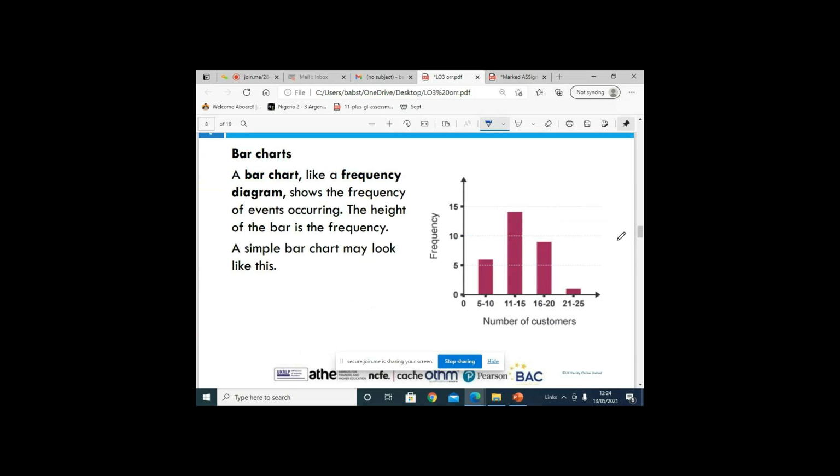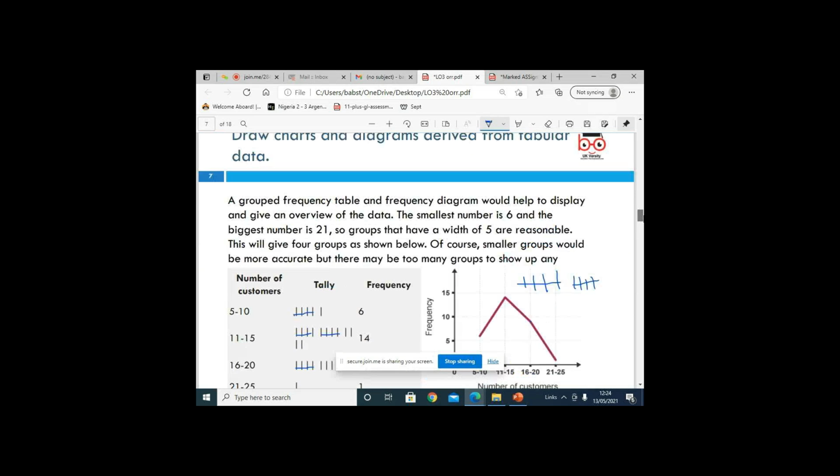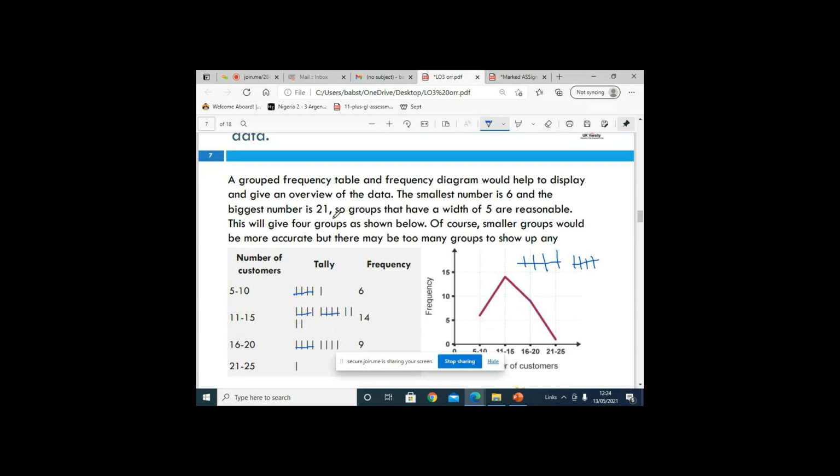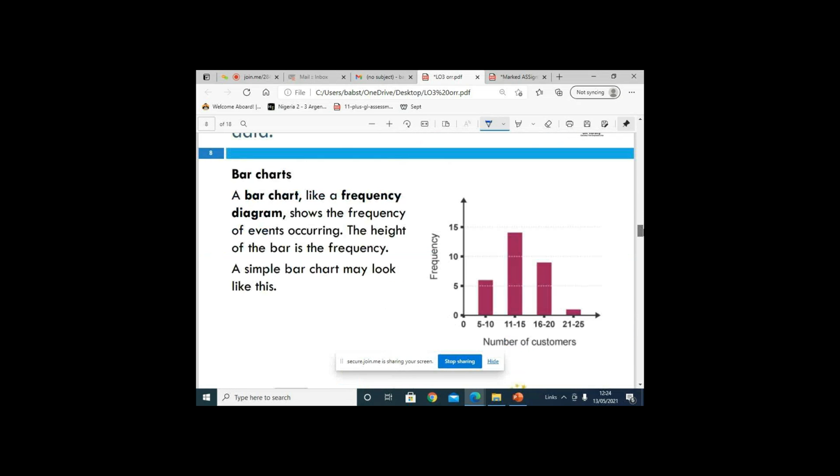So we can also represent information using bar charts. We will continue with the questions we did before, representing information using bar charts. What kind of chart was the previous one? They call it the frequency diagram. The purpose of the frequency diagram is to display an overview of the data. That is it.